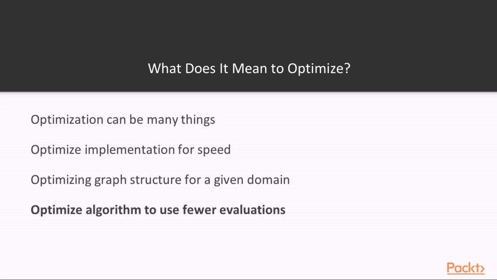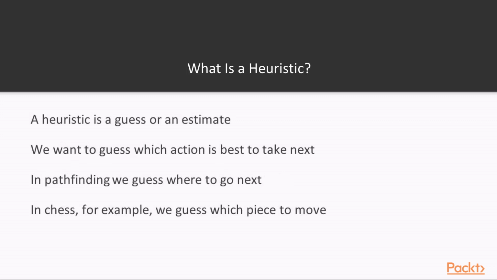Finally, we can optimize our algorithms so they find the desired result using fewer evaluations, by not having to inspect more vertices than necessary to find the shortest path. This is the kind of optimization that we will be doing in this section. And to do this, we will use heuristics.